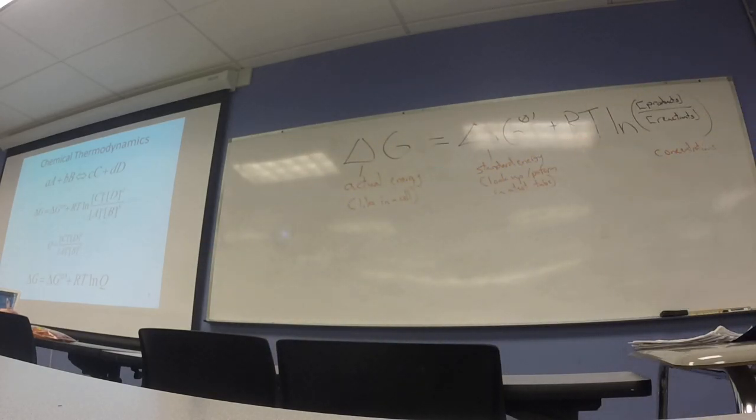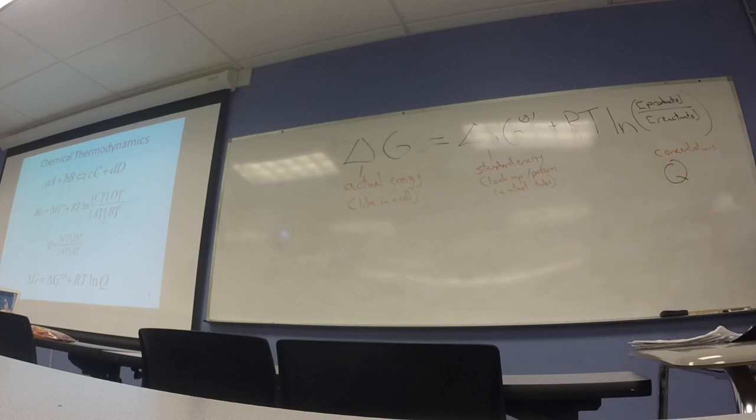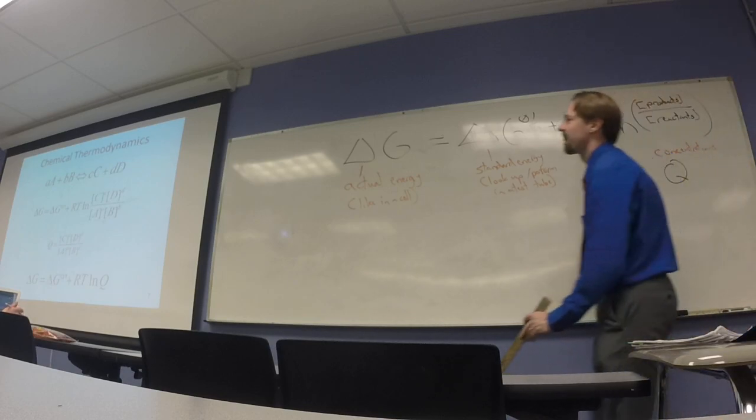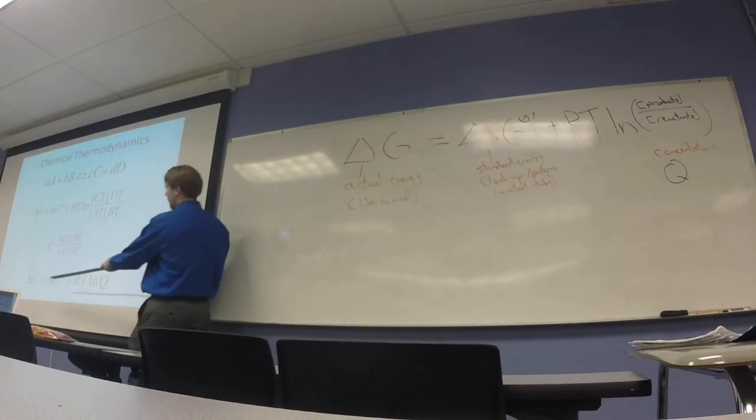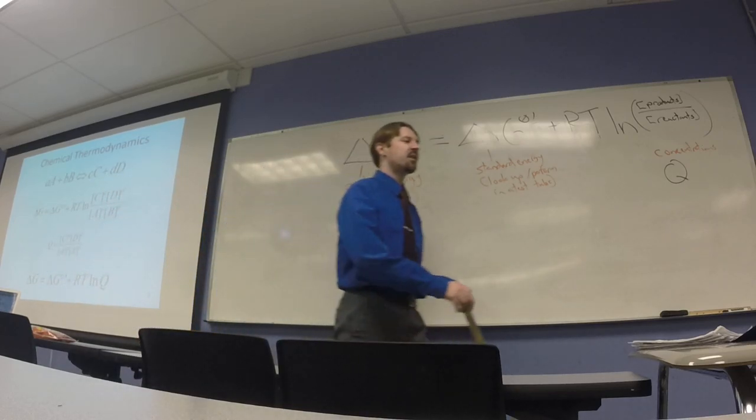So we're going to be using this equation a lot. Because it gets tiring to write out products over reactants over and over, we usually abbreviate that as Q for the quotient. It's a Q. So we get that equation, delta G equals delta G naught prime plus RT ln of Q.